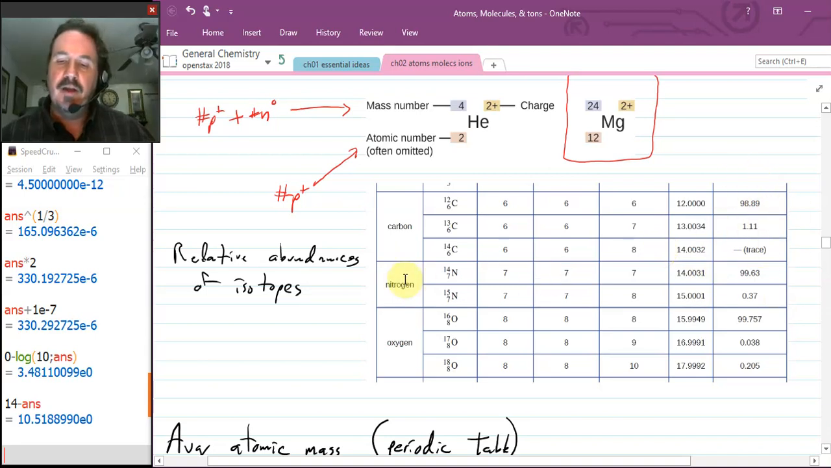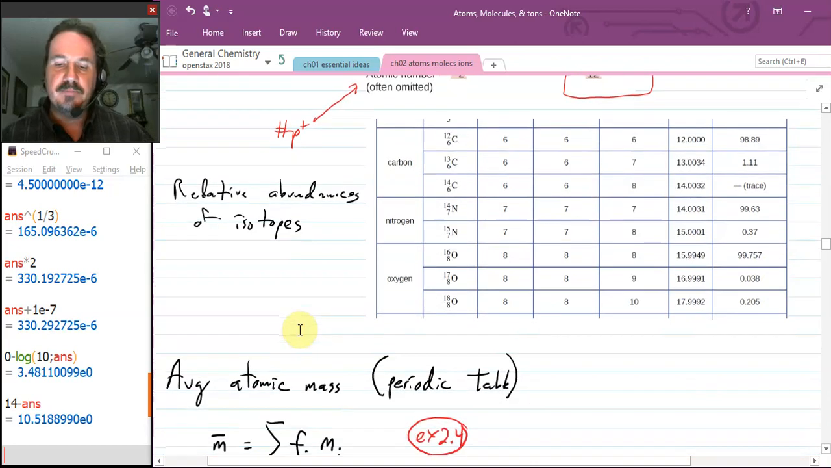Nitrogen, you've got nitrogen-14 and nitrogen-15. Those are the two stable ones, and it looks like most of it is nitrogen-14. Oxygen: 16, 17, 18. There are the relative abundances, the percents of those isotopes of all the oxygens. There is usually one isotope that is by far the dominant one, and then you have smaller percents of other ones like that.